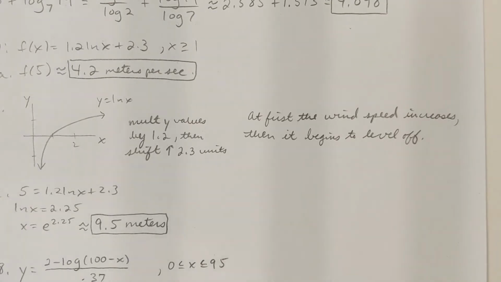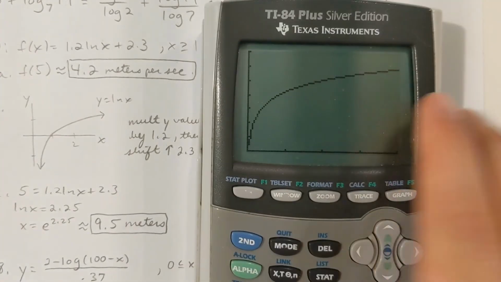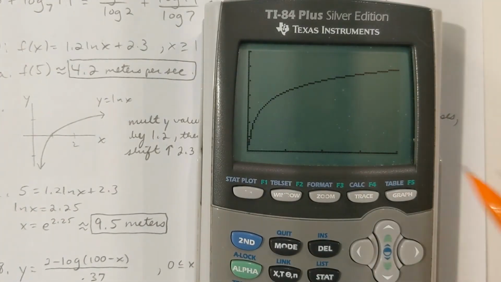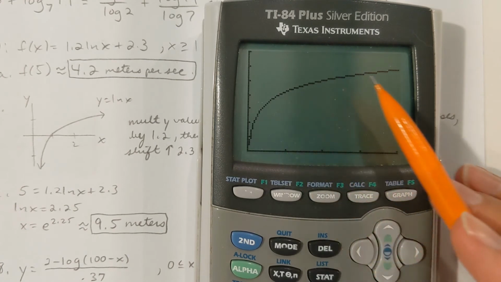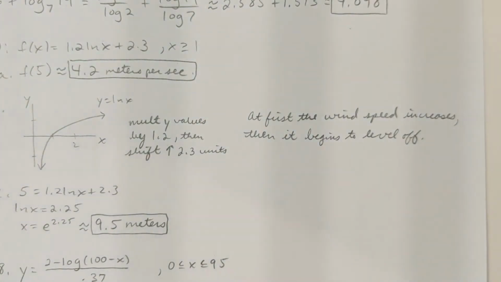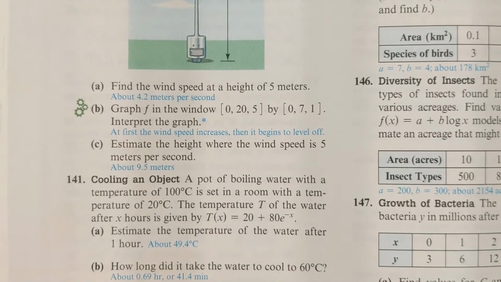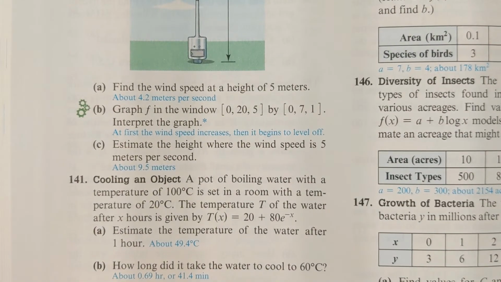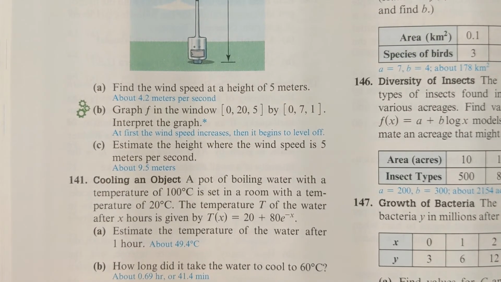So to me, a logarithmic curve makes sense to be working with in this problem, since the speed of the wind is going to kind of level off the higher that you are above Earth. Okay, let's take a look at part C. They want us to estimate the height where the wind speed is 5 meters per second.